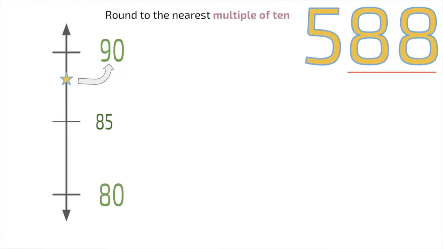So let's add that 500 back. 588 would round to 590.